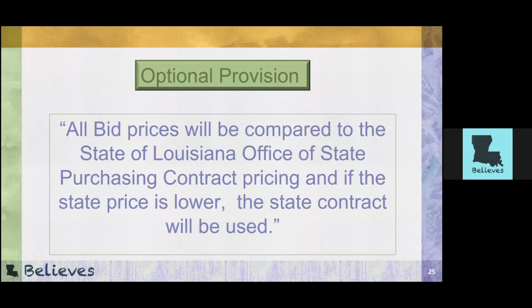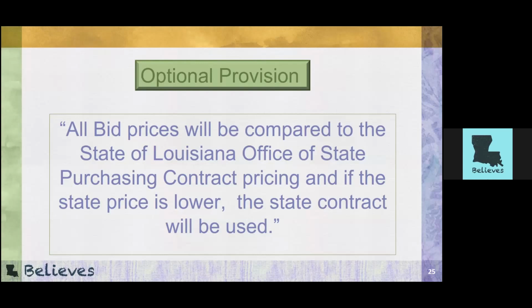The optional provision to compare all prices received from bids to the State of Louisiana Office of State Purchasing pricing can also be included in bids. By using this provision, if the Office of State Purchasing price is lower, the SFA has the flexibility to use the state contract. In addition, they do not have to obtain all of the required procurement documents from OSP because the SFA has properly procured.